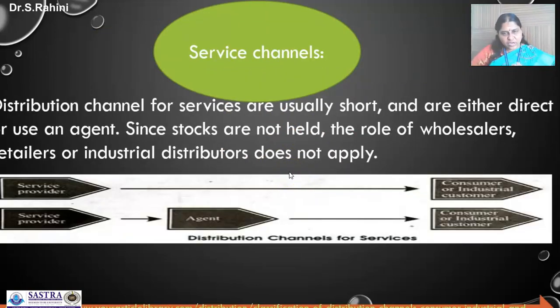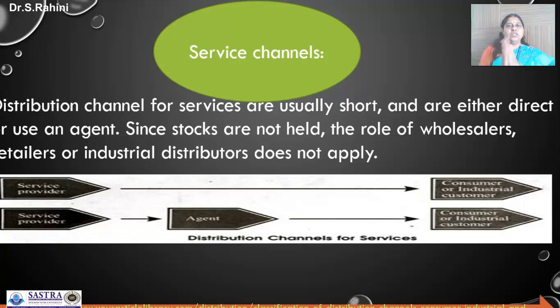And when you are differentiating the channel, you should also keep in mind the service channels. See how goods play a vital role in distribution, service is also playing a vital role. The distribution channels for services are usually short and are either direct or use an agent. Since stocks are not held, the role of wholesalers, retailers or industrial distributors does not apply because the role is very limited. So there will be one service provider and there will be the customer or the industrial customer. And the second model is service provider, agent, and the customer or the consumer. This is the distribution channel for services, only two models.